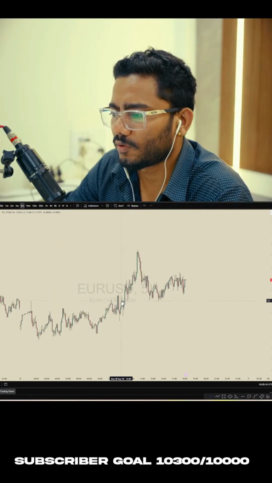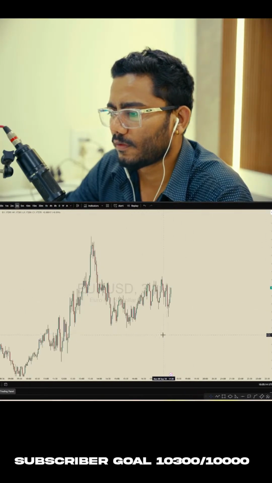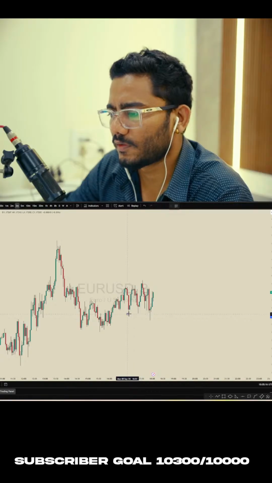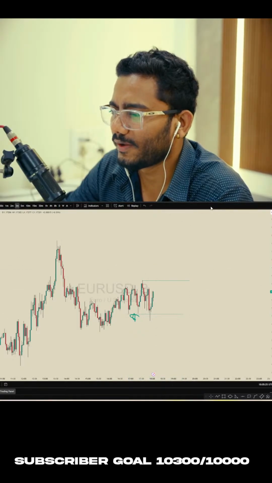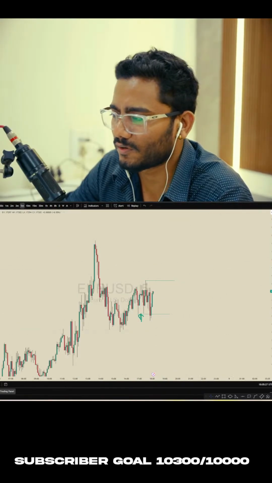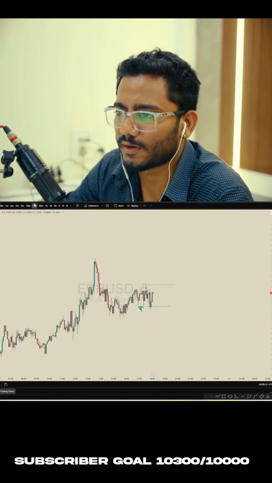Lots of liquidity to the downside. Price has mitigated this area. It should continue to the upside. These are the equal lows. So we can expect price to break this high. Price has taken out this liquidity. It should continue. We will look for a breakout retest. But on EU, there is not that fast movement. But you can look for a continuation trade.